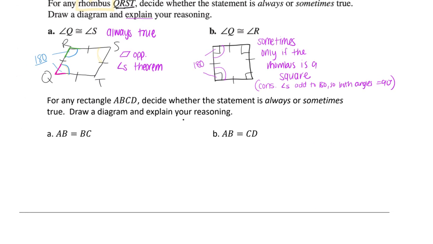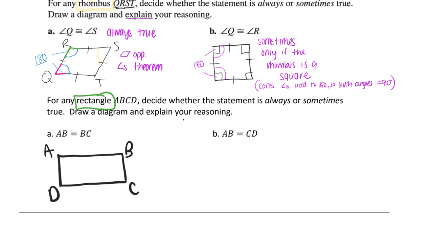Okay, so again, same thing here, except now we're going to do this with a rectangle. So we're going to decide if these are always true or sometimes true. So I'm going to draw a diagram. This one's labeled A, B, C, D. So again, it doesn't matter where you start, just make sure you go in clockwise order. And the first one says AB is equal to BC. So they're asking if that's always or sometimes. And that would only be sometimes, right?